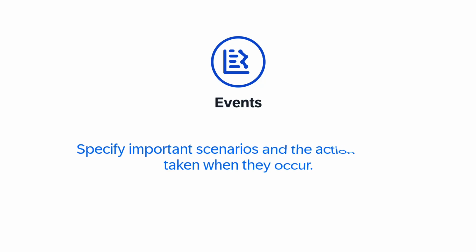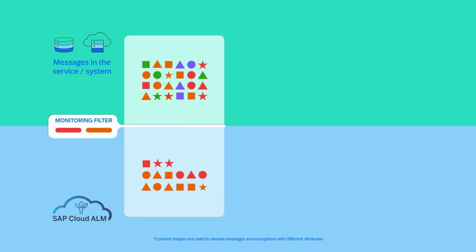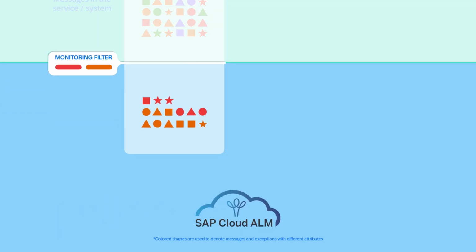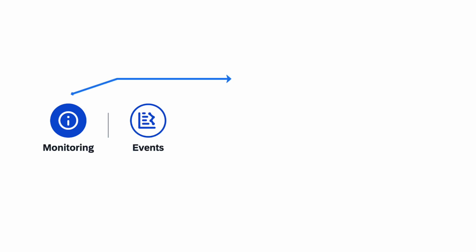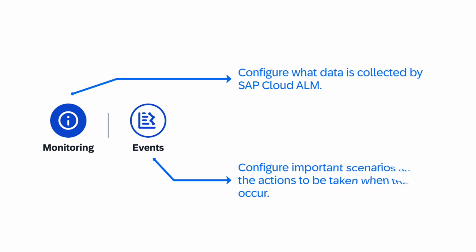When there are filters defined, only the specific messages and exceptions are collected. Events are occurrences in the landscape that are relevant for notification or action, such as system error messages or long message processing times. Events operate on the messages and exceptions that are present in SAP Cloud ALM. The app scans the collected messages and exceptions against the active event definitions and initiates the event action when there is a match. In short, in the Monitoring section, we specify what messages and exceptions should be collected by SAP Cloud ALM. And in the Events section, we specify scenarios based on the collected messages and exceptions and the actions to take when they occur.